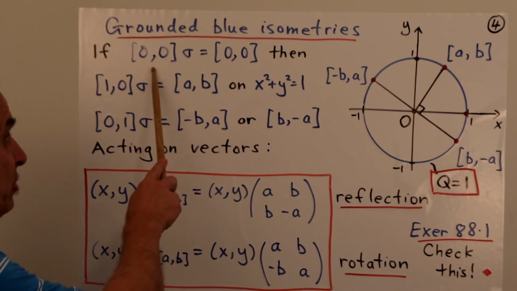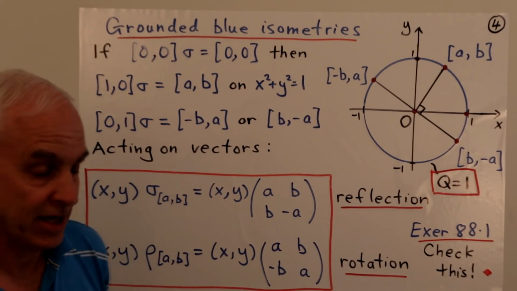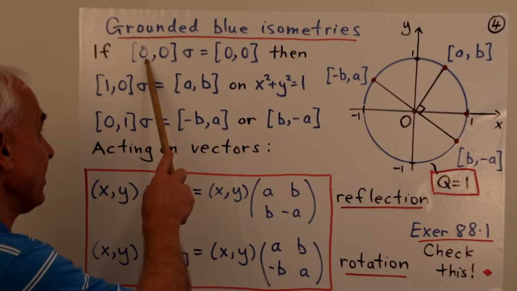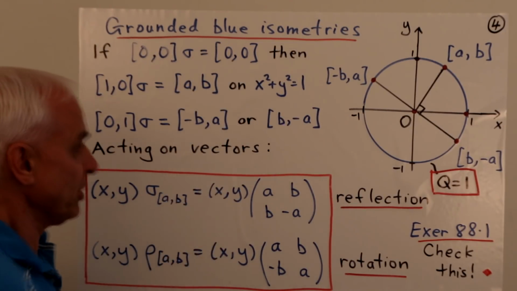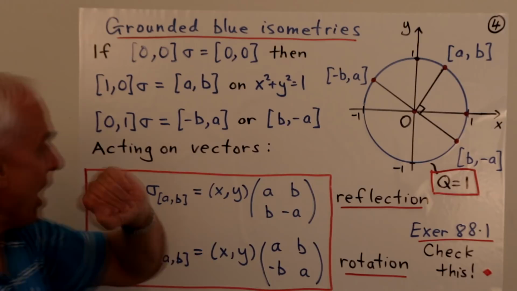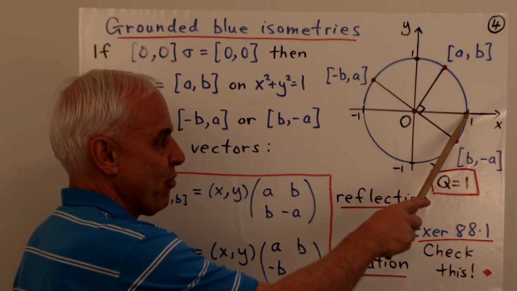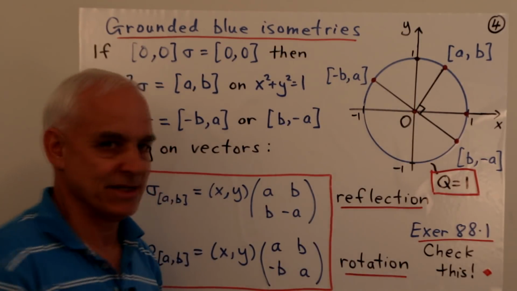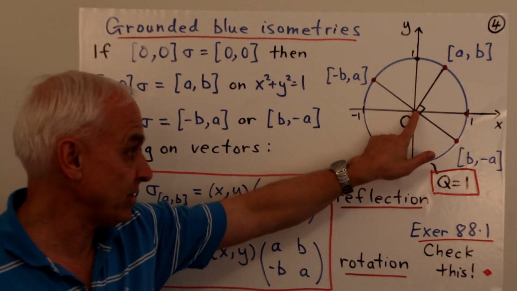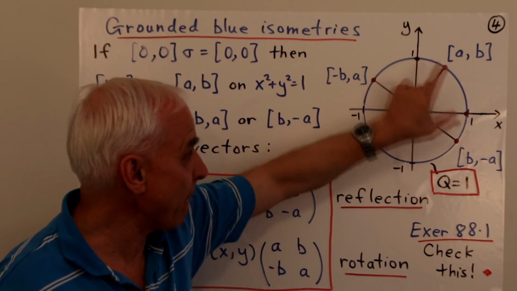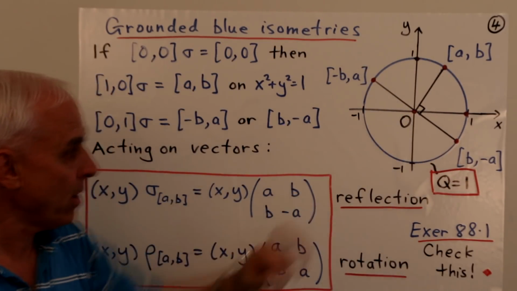Well, we're assuming that the isometry that we're interested in is grounded, so that the origin is sent to the origin. So this point is fixed. And now let's think about what happens to these 2 points, to the point 1, 0 and the point 0, 1. Okay, that one is fixed, we know. Let's just concentrate on what happens to those 2.